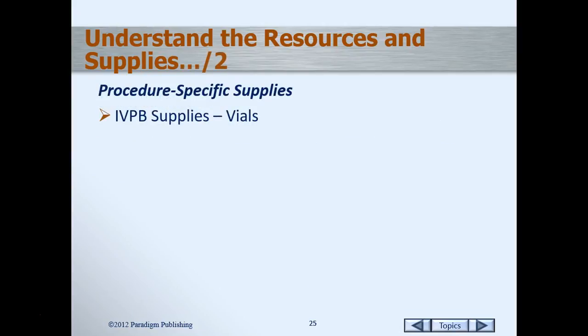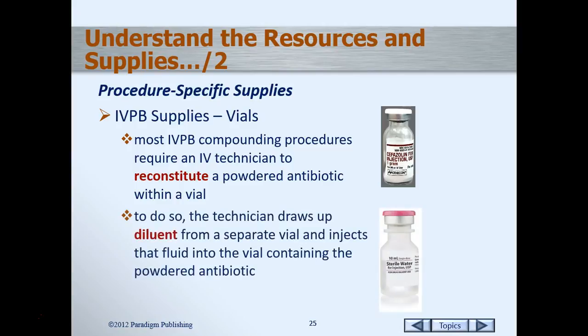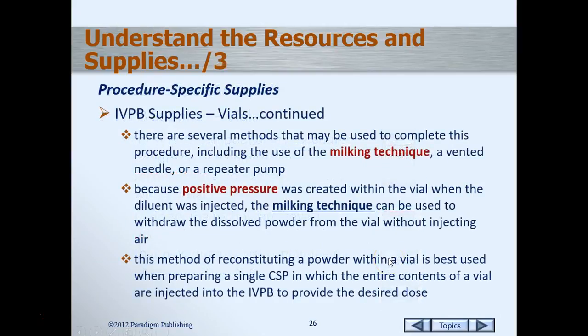And for our piggybacks, for our vials, most of the IV piggyback compounding procedures require us to reconstitute a powdered antibiotic drug that's within a vial. To do so, we will need to draw up or add a diluent that comes from a separate vial and is injected from the fluid into the vial containing the powder. There are different methods to complete that procedure, including the milking technique. You can also use a vented needle or a repeater pump.